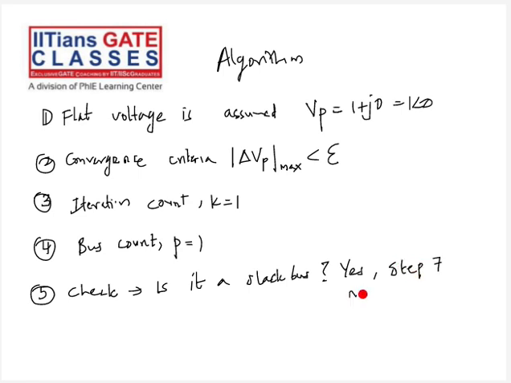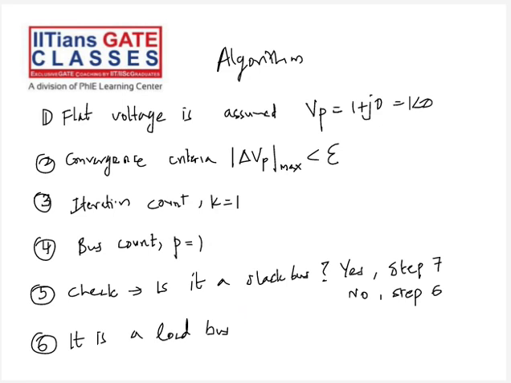There is no step 6, right? Now what is step 6? Assume it's not a slack bus. Then it is a load bus, right? One thing about the Gauss method is that it does not treat generator buses separately. It treats both generator buses and load buses the same way. We treat it as a load bus.